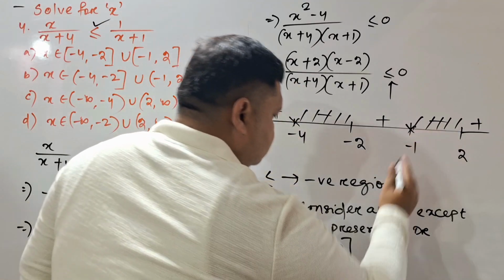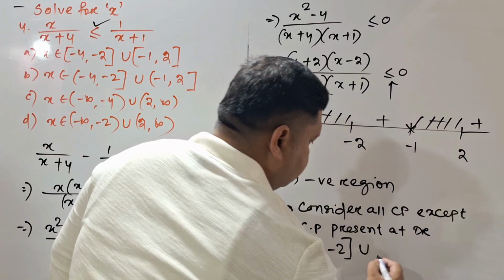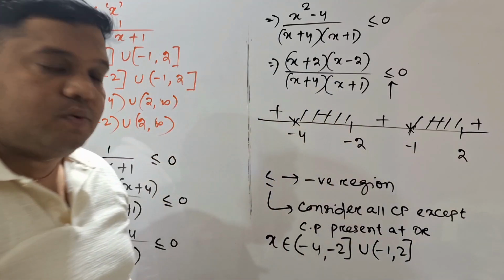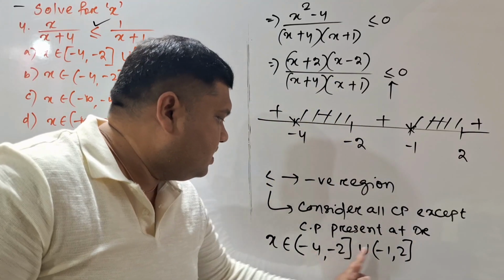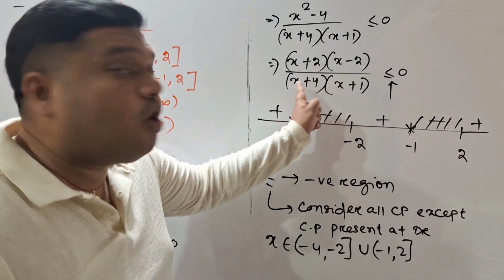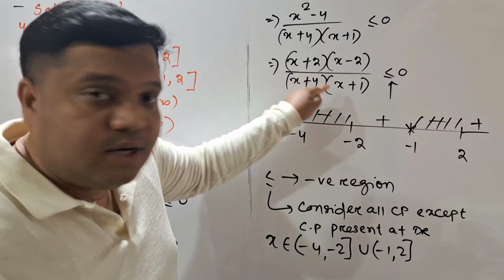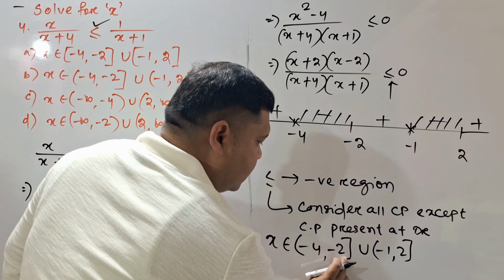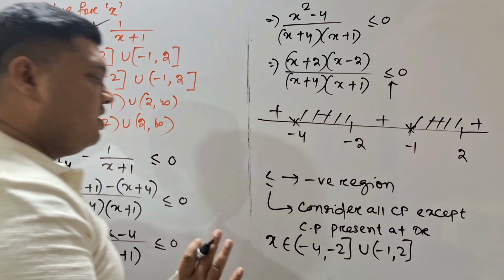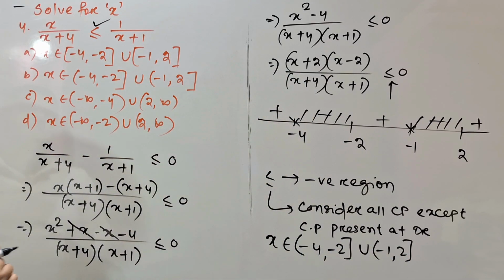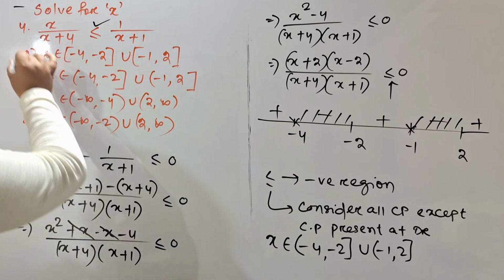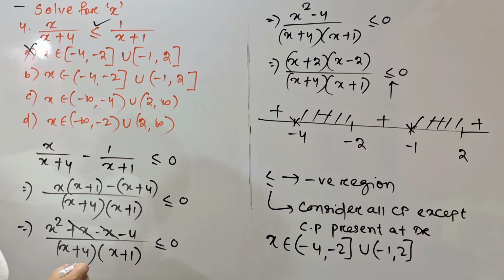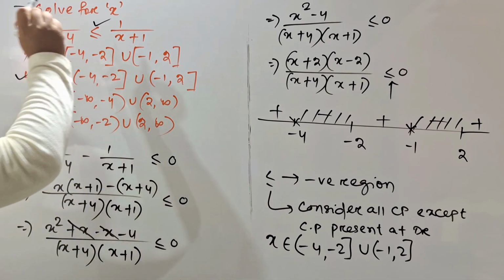And this region also I have to select, union minus 1 to 2. Here close bracket, here open bracket. Why open bracket? Because these two critical points are of these two terms and this is present at a denominator. So don't consider. Clear? So open bracket, here close bracket. So which option is correct? Close bracket? No, not possible. Minus 4 to minus 2 union minus 1 to 2. Okay, option B is correct.